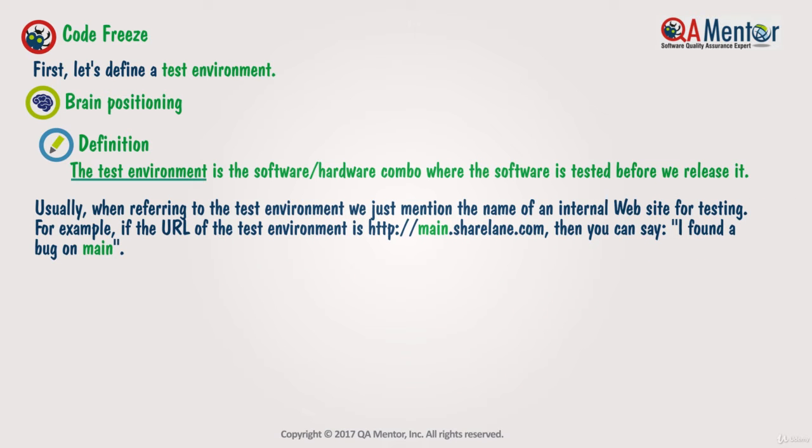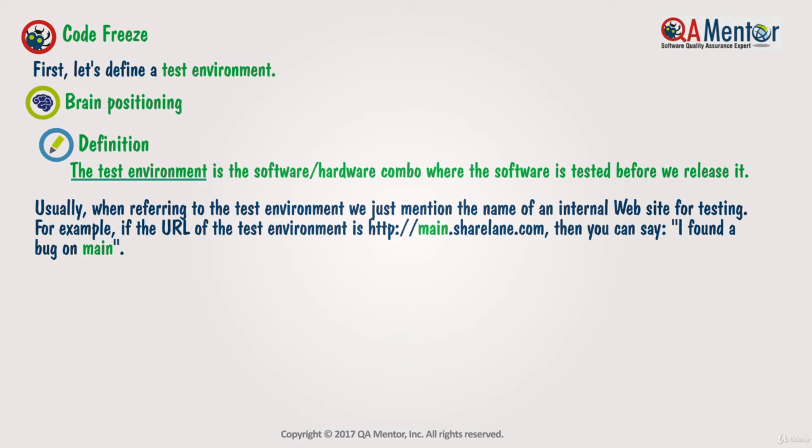Usually, when referring to the test environment, we just mention the name of an internal website for testing. For example, if the URL of the test environment is main.sharelane.com, then you can say, "I found a bug on main."